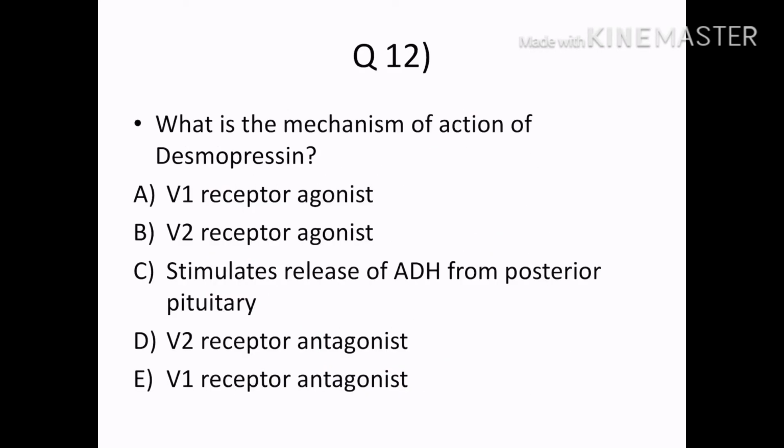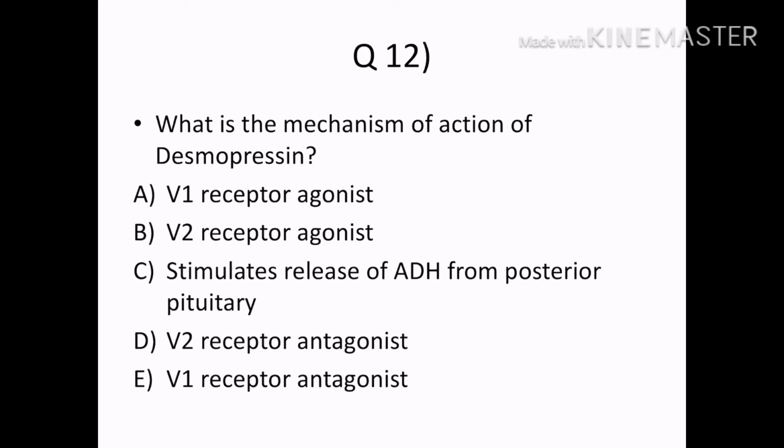Question number 12. What is the mechanism of action of desmopressin? It is a V1 receptor agonist, V2 receptor agonist, stimulates release of ADH from posterior pituitary, V2 receptor antagonist, V1 receptor antagonist.